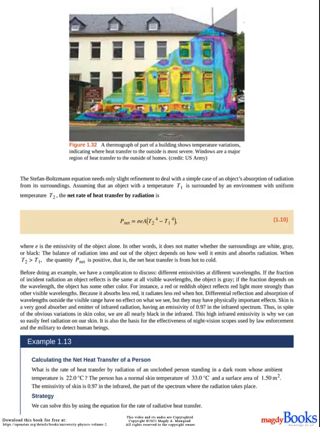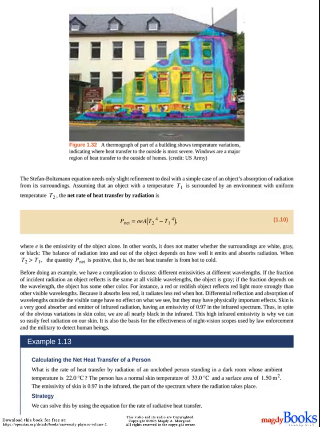1.10, where E is the emissivity of the object alone. In other words, it does not matter whether the surroundings are white, gray, or black. The balance of radiation into and out of the object depends on how well it emits and absorbs radiation. When T2 is greater than T1, the quantity P net is positive, that is, the net heat transfer is from hot to cold. Before doing an example, we have a complication to discuss: different emissivities at different wavelengths.